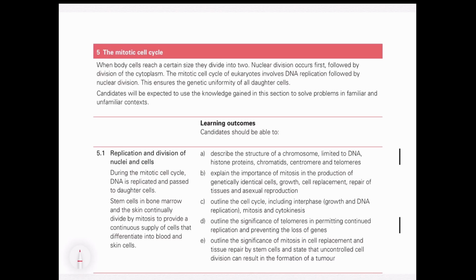This video is on AS topic 5, the mitotic cell cycle, and I'm going to focus on learning outcome 5.1a, which is about the structure of a chromosome, where you need to be able to describe the structure of a chromosome during prophase or metaphase and anaphase. I will introduce you to the different terms that you will call a DNA when they are at different stages. So let's go into the introduction.